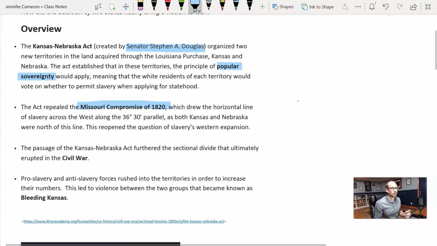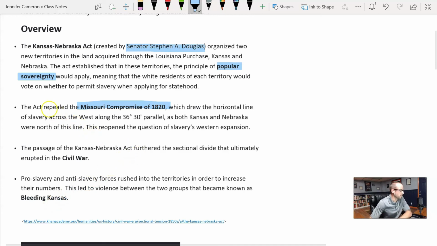And as I mentioned to you in class, none of these compromises actually solve the issue. All it does is take the problem of slavery and just push it to the side for about 30 or 40 years. So what I want you to do, as always, is read through this overview. I'm going to take you through it, but I want you to read through it as well, just to get a better idea of what exactly is happening with the Kansas-Nebraska Act.